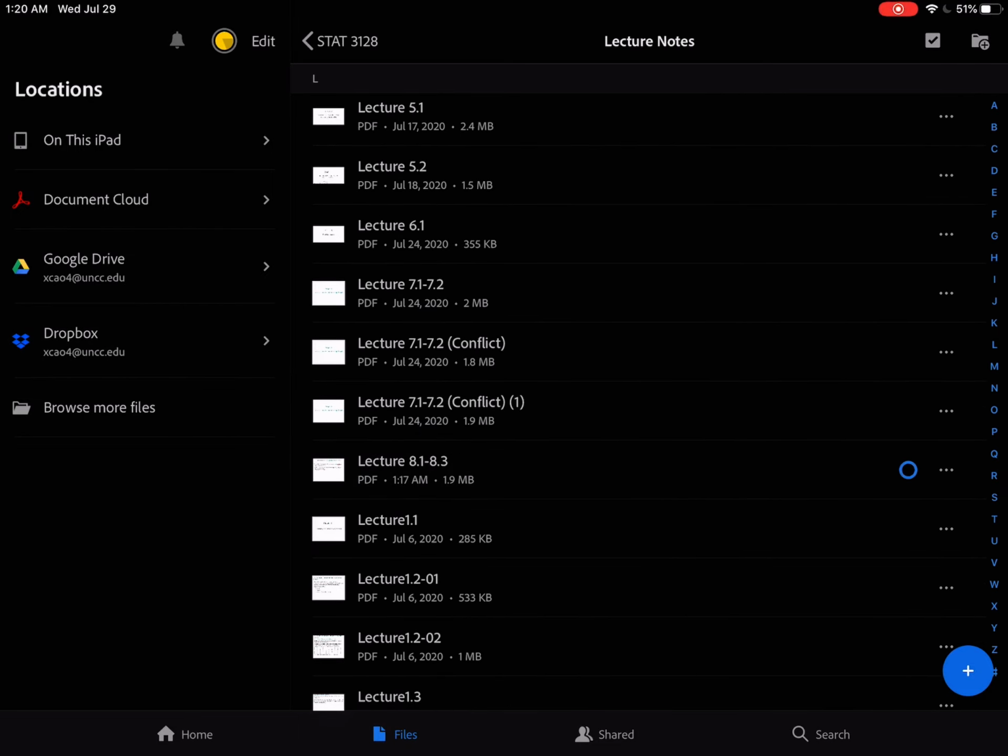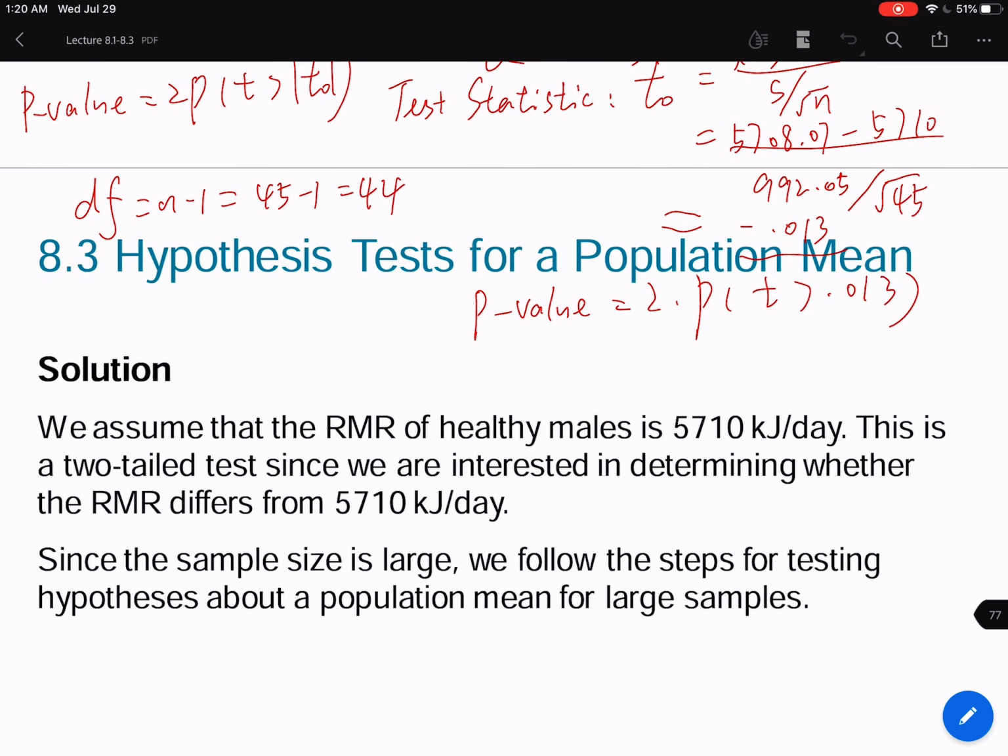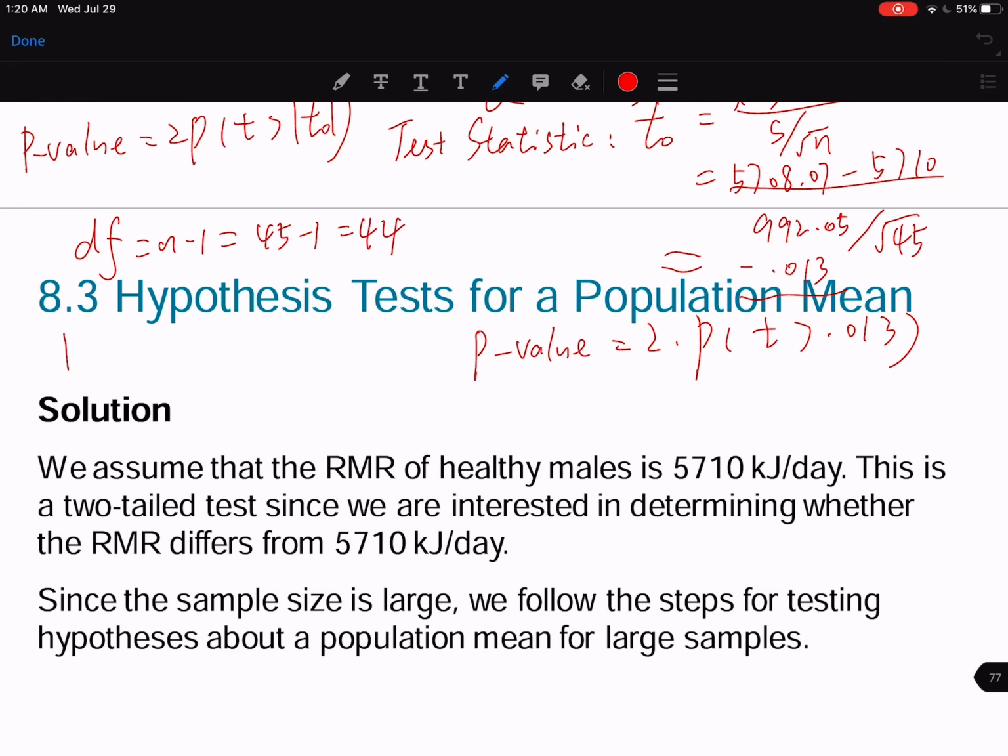Let me go back to that. Based on what we just saw from the t-table, the probability t is greater than 0.013 is definitely greater than 0.25, right? We are not able to find the exact p-value from the t-table over here, but we are able to find an interval. So this is greater than 0.25, so 2 times that would be greater than 0.5. If it's greater than 0.5, then it is definitely greater than 0.05.